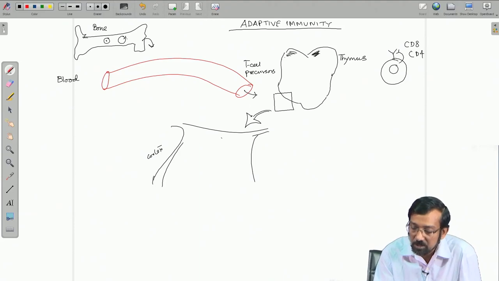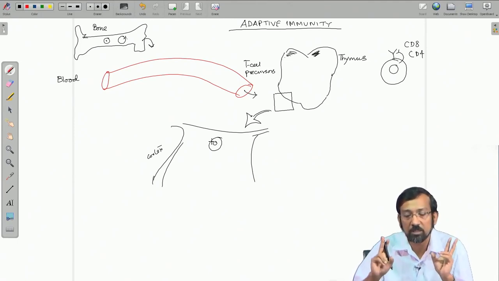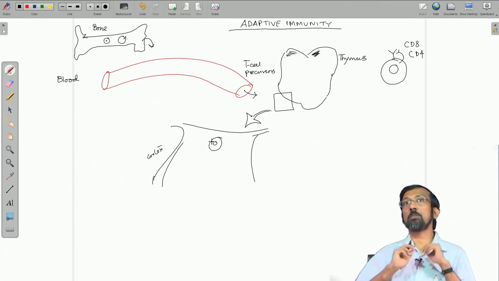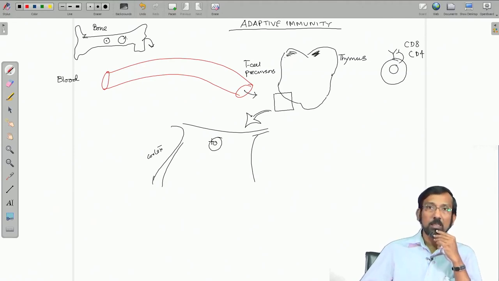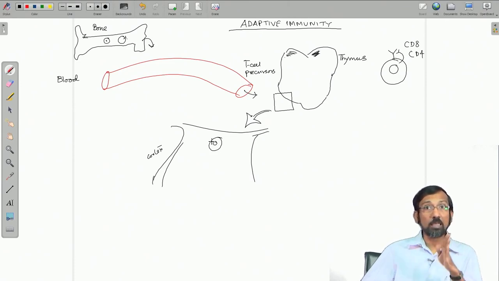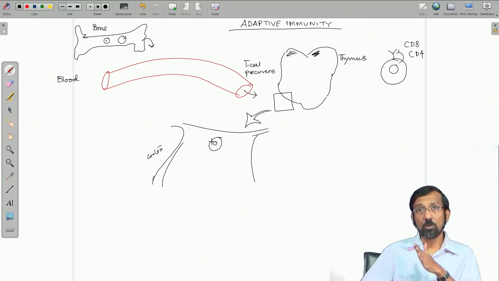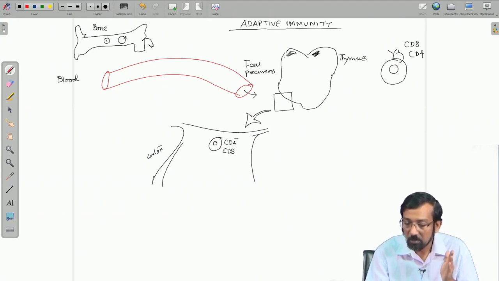These precursor cells, when they enter into the thymus, neither express any of the CD4 or the CD8, nor do they express the T cell receptors. So, they are not yet mature T cells. These cells start to get matured inside the thymus. Since they are not expressing either of the two core receptors, CD4 or CD8, these cells are CD4 minus CD8 minus.